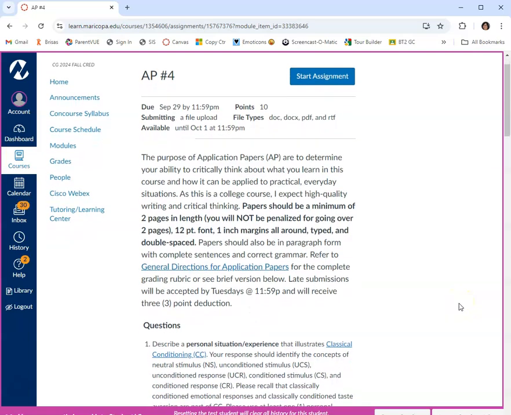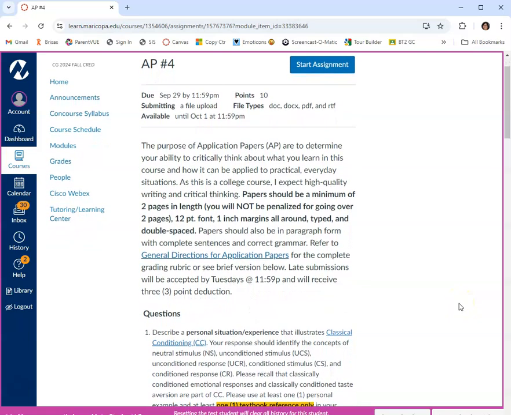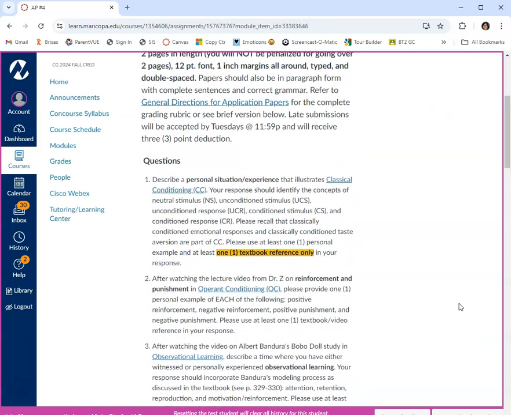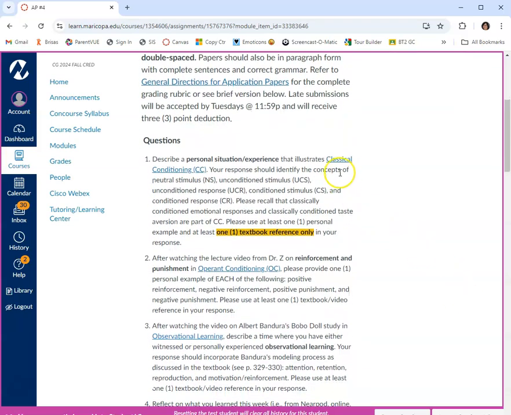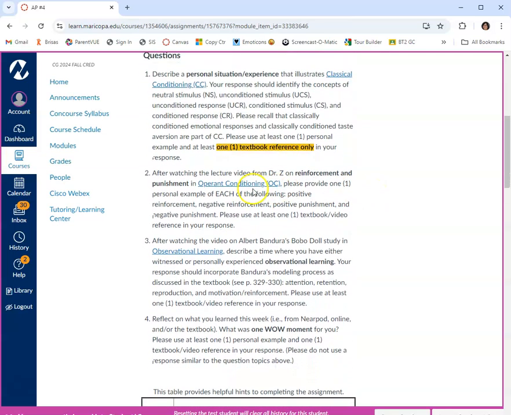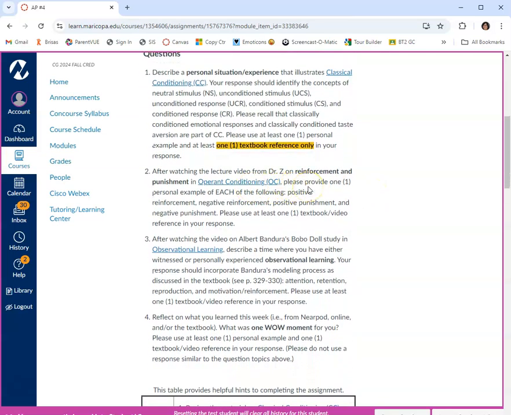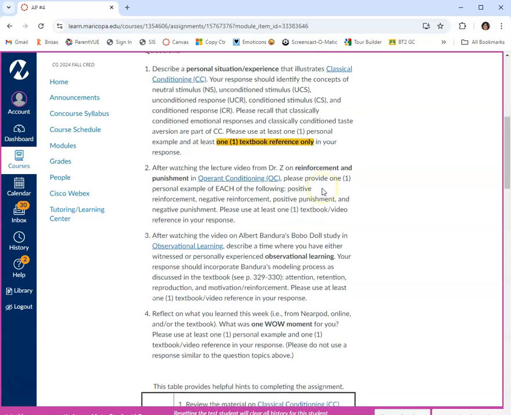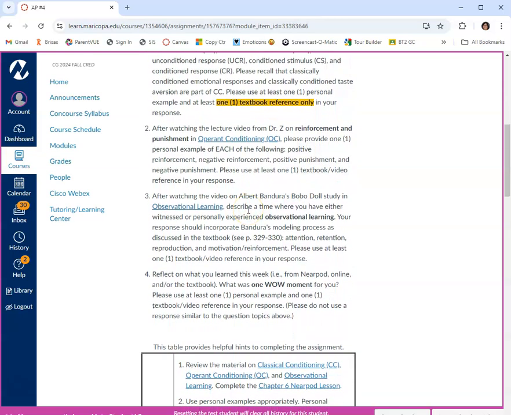Finally, the last assignment this week is application paper number 4. Question 1 will review classical conditioning and how it applies to yourself. Question 2 will review operant conditioning and how we can apply it to yourself. Question 3 is a reflection on Albert Bandura's Bobo doll studies. And then question 4, as always, is your wow moment for the week.